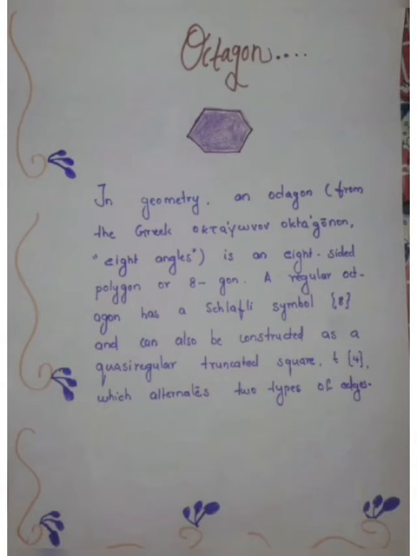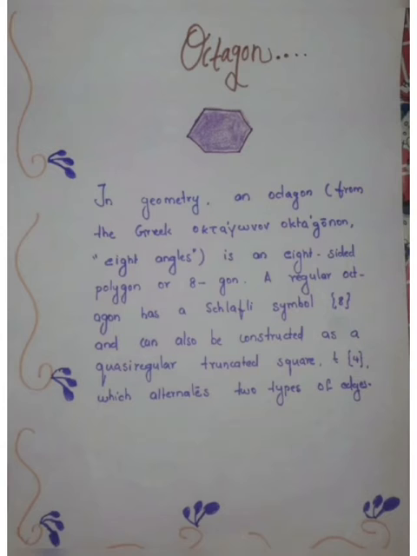Octagon. In geometry, an octagon is an 8-sided polygon or 8-gon. A regular octagon has Schläfli symbol {8} and can also be constructed as a quasi-regular truncated square, which alternates 2 types of edges.